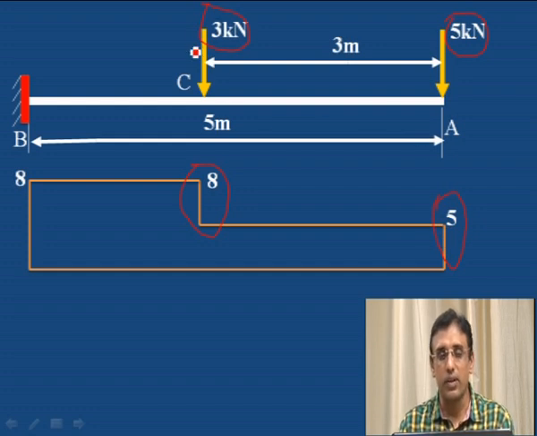That means wherever the point load occurs, that point drop will be equal to this force. If it is a point load of 5 kilonewton, a 5 drop should be there, 3 kilonewton, a 3 drop should be there. This vertical line should be equal to the point load. Here also the vertical drop is equal to the point load. This is the shear force diagram.